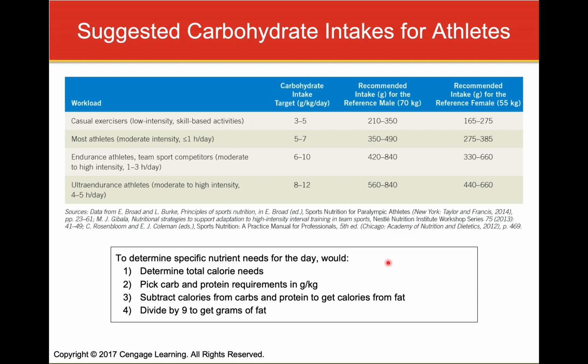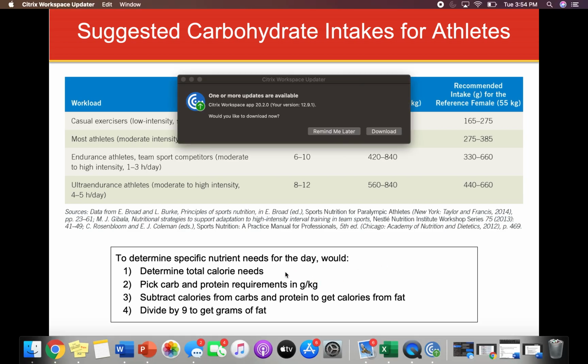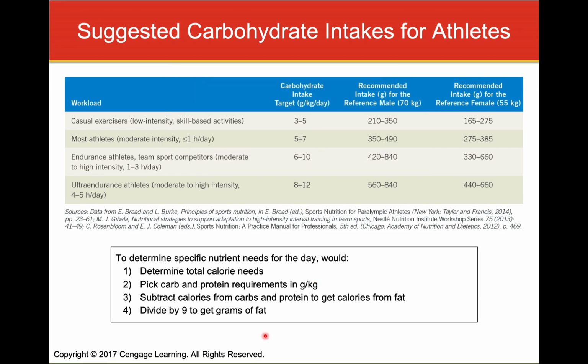Here I'll give you some steps for determining specific nutrient needs for the day. The first thing you would do is determine total calorie needs, and you could use one of the predictive equations that we went over in chapter 9. From there, you pick your carbohydrate and protein requirements in grams per kilogram, which gives you the calories from carbs and protein. You would subtract those from the total calories to get calories from fat, and then divide by 9 to get grams of fat.